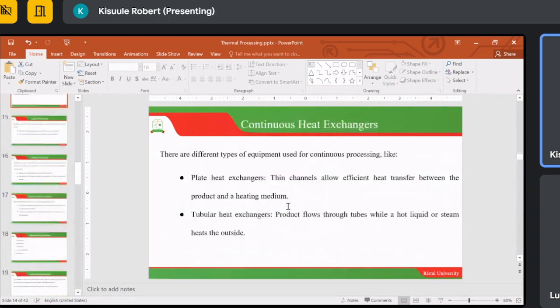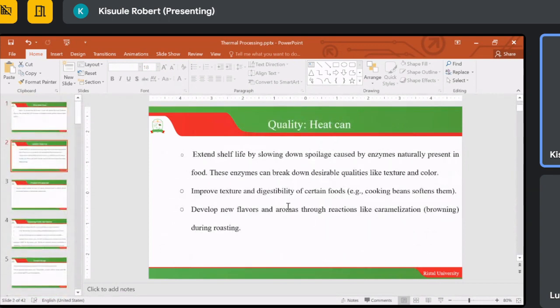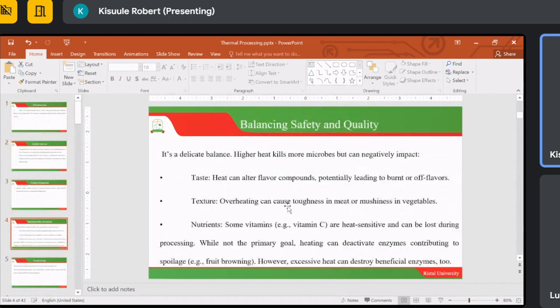So, colleagues, that brings us to the end of our presentation. We have been looking at the use of heat in production.